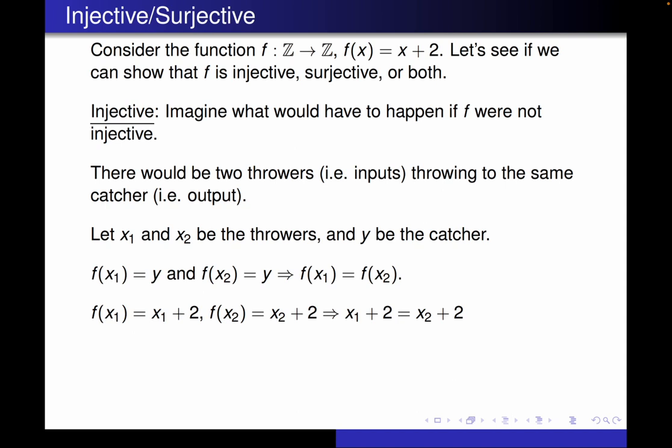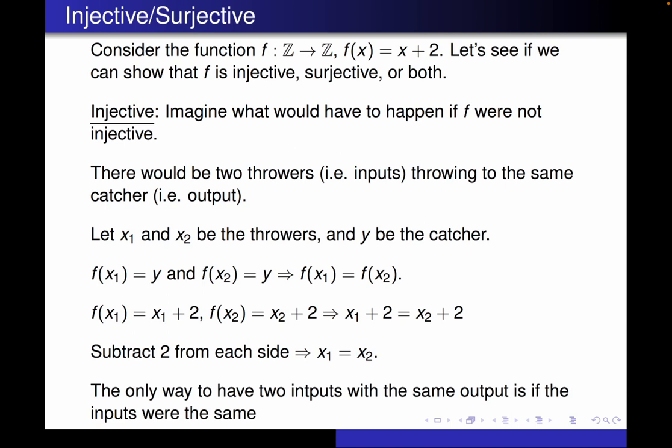And now we can play with this equation, probably subtracting 2 from each side seems a reasonable thing to do, and we get x1 is equal to x2. And let's see what we've said here. We were imagining that x1 and x2 were two different throwers that threw to the same catcher, and what we ended up with is that x1 and x2 were actually the same thrower.